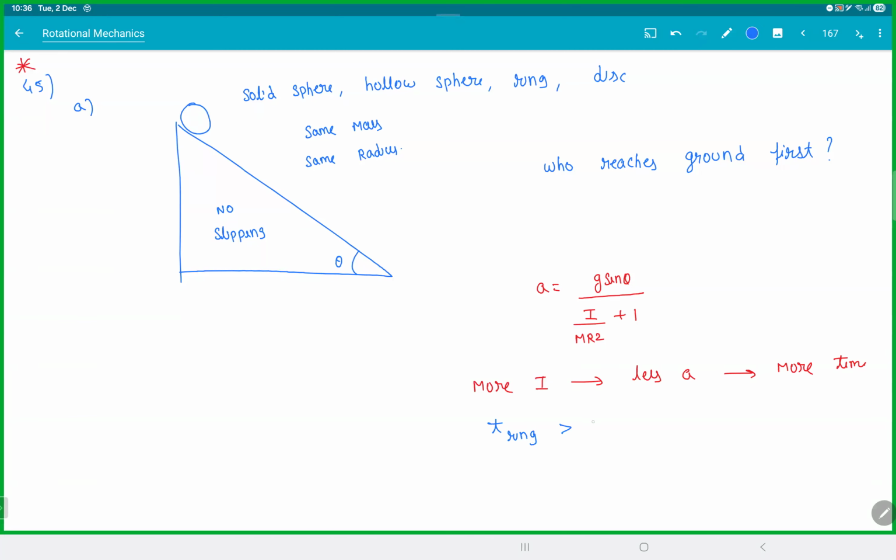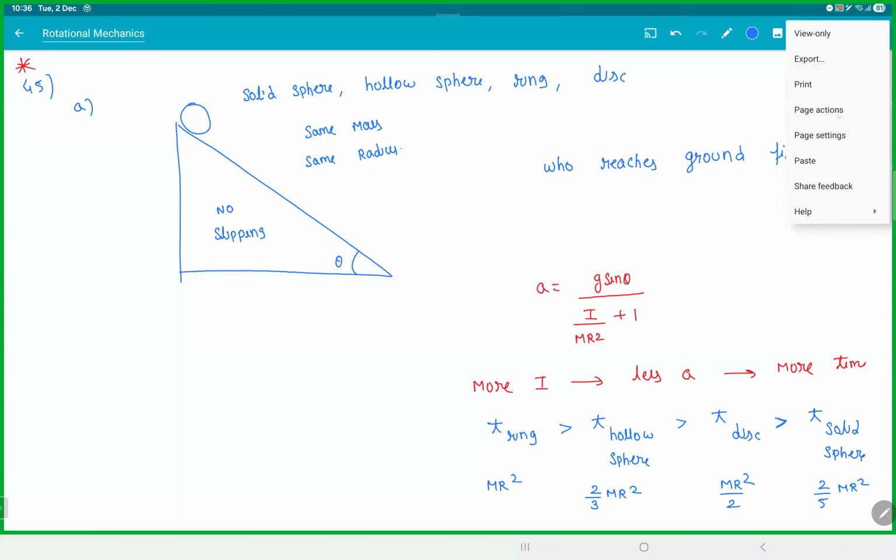After ring, who is the next highest moment of inertia? Hollow sphere, 2 by 3. Then disk, mr square by 2. Then solid sphere. So solid sphere will reach the ground first. Ring will reach the last. Mr square, 2 by 3 mr square, mr square by 2, and 2 by 5 mr square. Clear with this? The ring will reach the last.